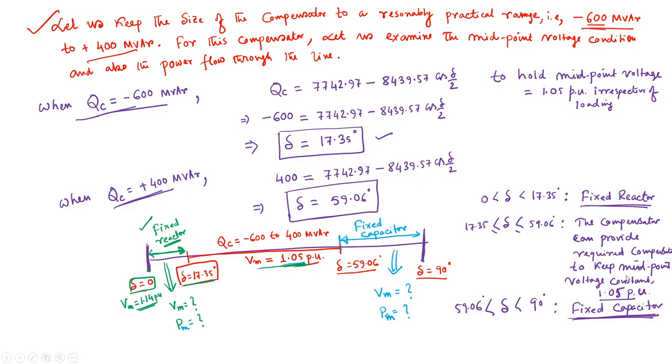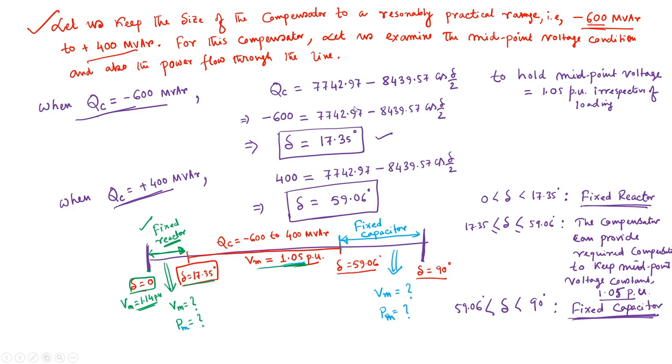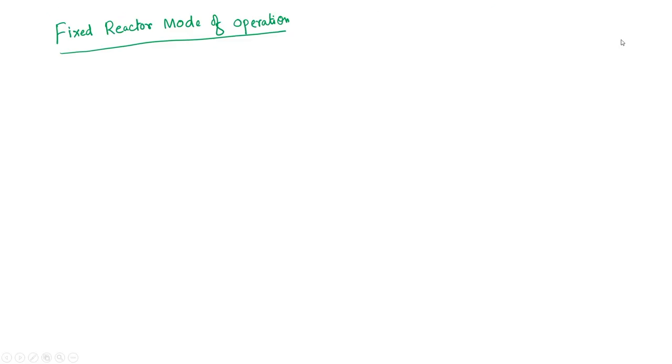Now, let us find out what the voltage conditions would be when the compensator is operating in the fixed reactor mode of operation. As we have seen, at this particular condition the compensator will provide a fixed compensation of QC equal to minus 600 ampere, irrespective of the loading. So at this condition we can find out the reactance of the fixed reactor.